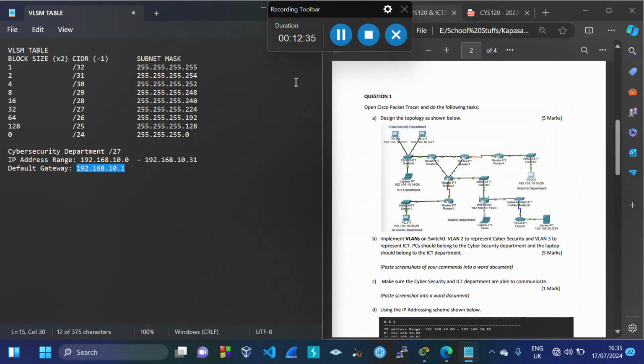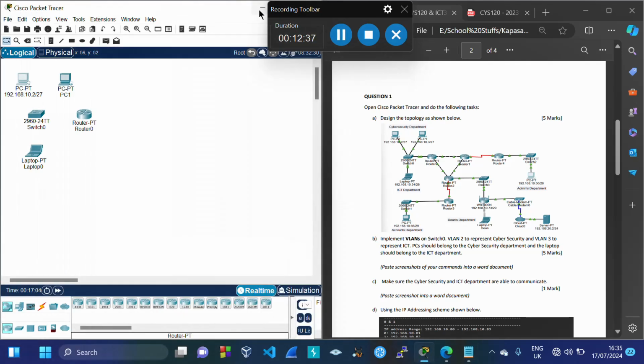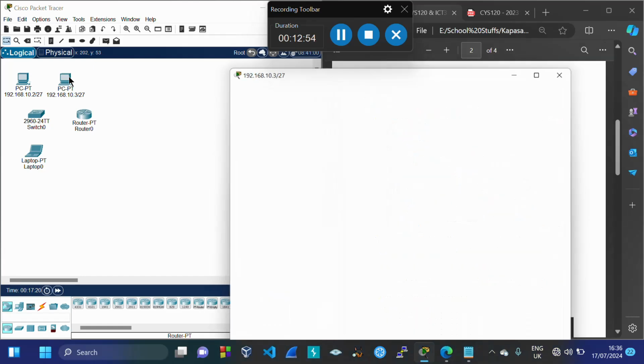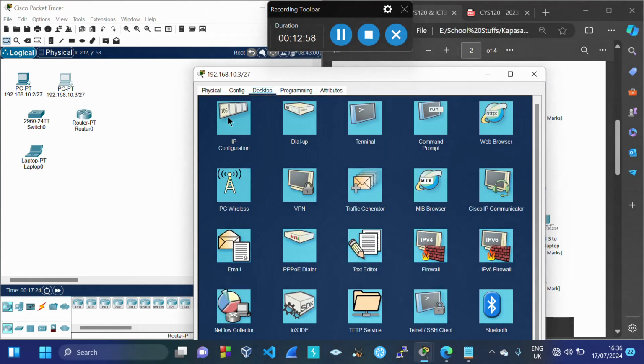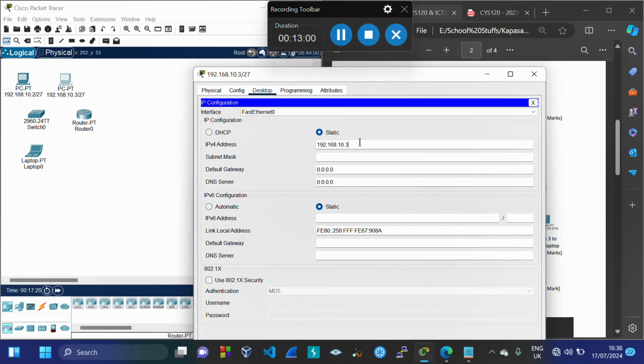So we need to also give information about this second PC which is under cybersecurity. So I'll start off with a label again, then it's supposed to be .3 based on the question, and they are saying it's a /27, which is 224. Now we know. So again, I'll click on the PC, then under desktop, we go for IP configuration, then we paste. Now you understand what we are doing so far.